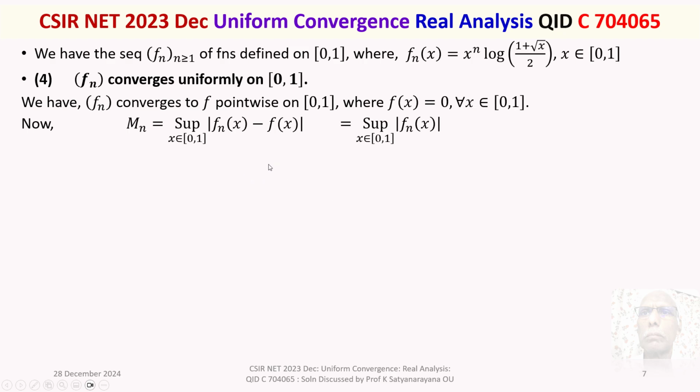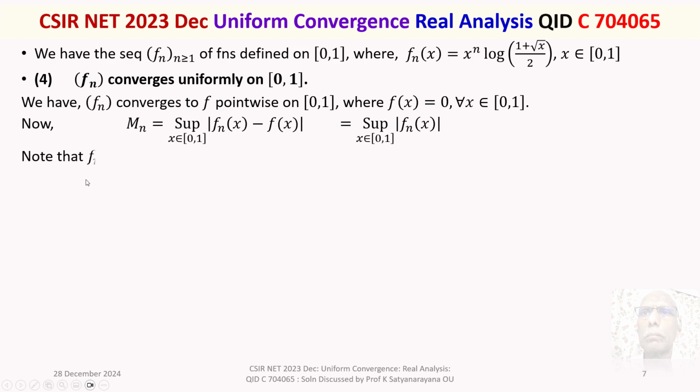What is the idea? The idea is that we show if Mn tends to 0 as n tends to infinity, then we use the theorem that the sequence fn converges uniformly if and only if Mn tends to 0 as n tends to infinity. That's the idea behind it.